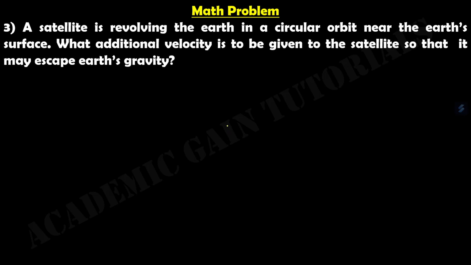Now, coming to the third math problem. In this math problem, it says that a satellite is revolving the Earth in a circular orbit near the Earth's surface. What additional velocity is to be given to the satellite so that it may escape the Earth's gravity? So I have to find out what additional velocity is to be given to the satellite so that it may escape Earth's gravity. And here there are two pieces of additional information.